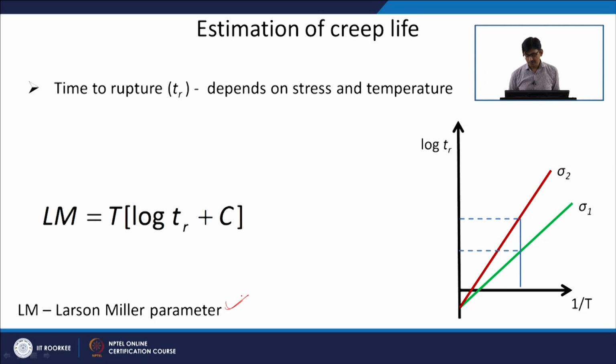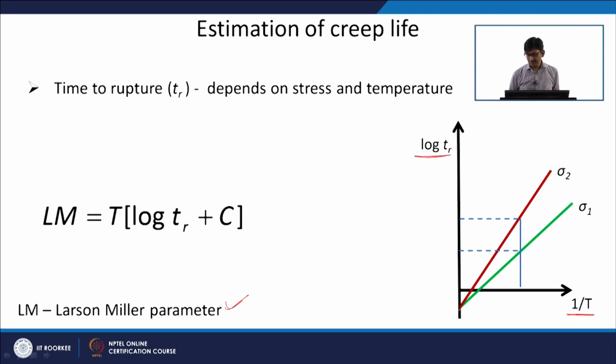So, we can also estimate the creep life. One of the ways of estimating creep life is through a parameter called the Larson-Miller parameter. Basically the idea is like this: we want to find out the time to rupture, and it will depend on stress and temperature. You can see on the x axis we have plotted 1 by T here, and on the y axis we have plotted the log of rupture time. Rupture times span 2-3 orders of magnitude, which is why it is plotted on a log scale here.